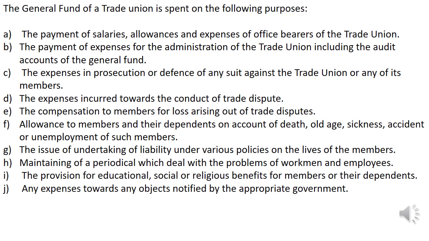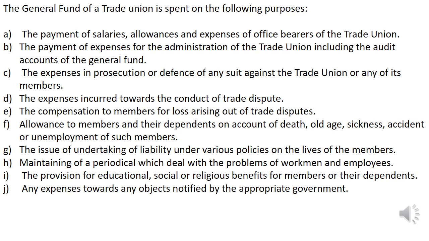I said before that if a trade union is registered, that registration involves immunity against civil and criminal liability. So some expenses are used for the defense, and these expenses are incurred from the general fund. The expenses incurred towards the conduct of trade disputes, the compensation to members for loss arising out of trade disputes, allowances to the members or their dependents on account of death, old age, sickness, accident or unemployment.